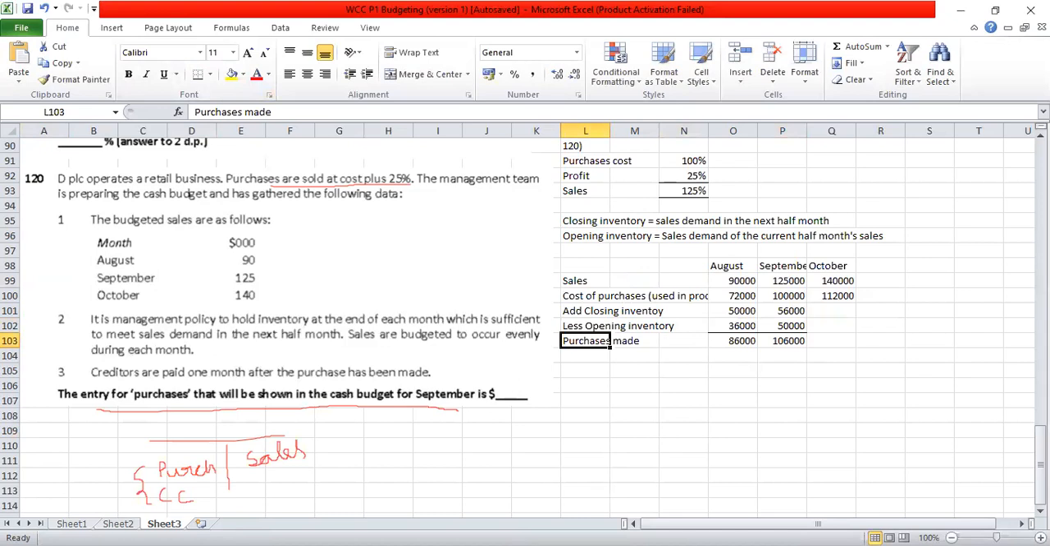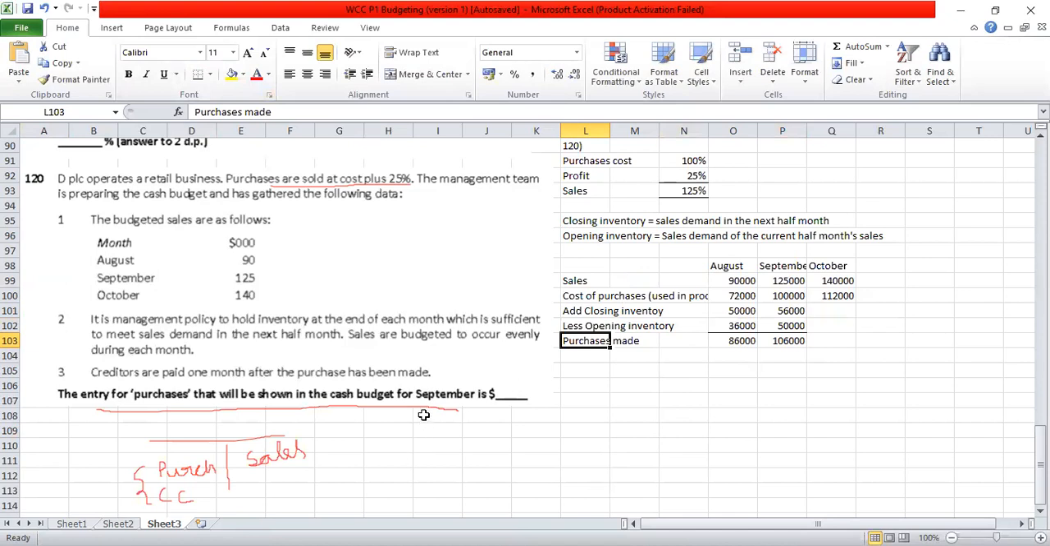See, if the purchases from the supplier was made to the extent of 86,000 in August, are they paying in the same month? They are not paying in the same month. They are paying in the next month. So August purchases of 86,000 will be paid in September. September purchases of 106,000 will be paid in October.